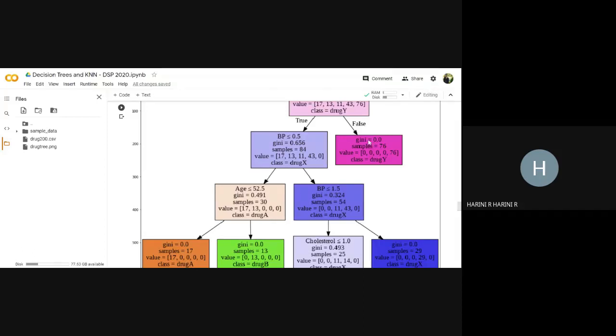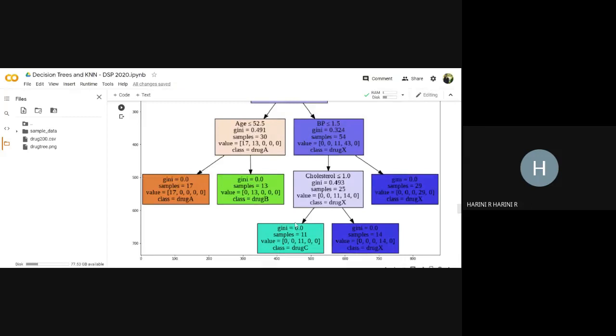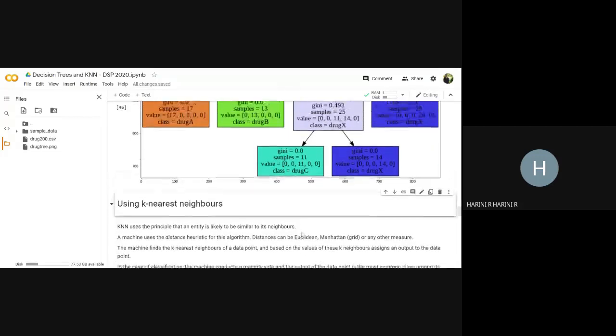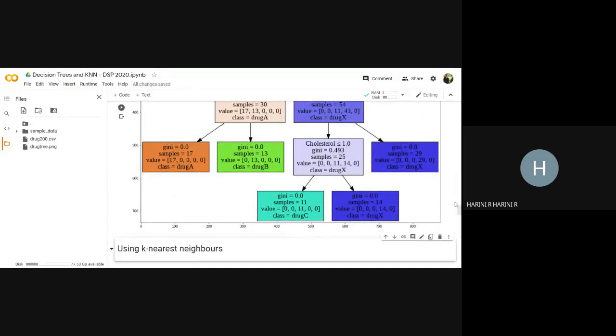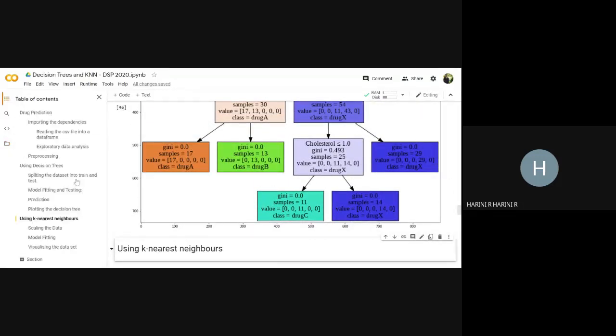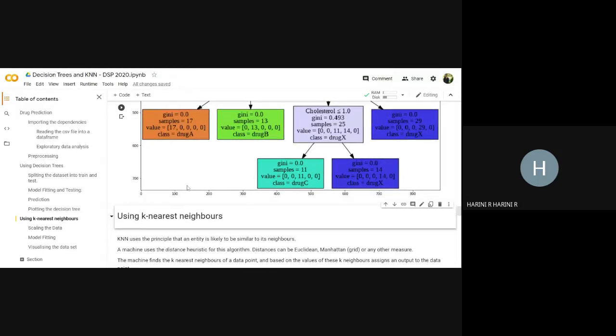So whenever we keep testing at each of these boxes, and when we land on a box in which there is no further division, we can say that we have classified that sample. So you can see that if you end up here, the record will be given this drug A label. Similarly, if you end up here, the record will be given drug C label. So that completes our decision tree implementation on the drug prediction data set.